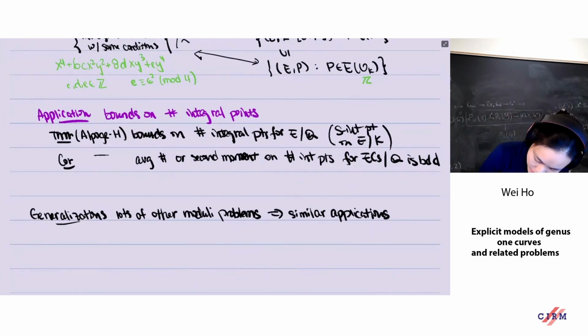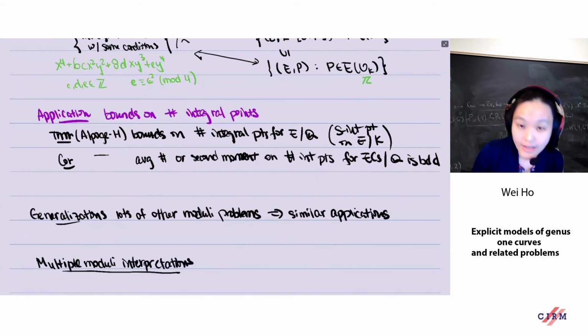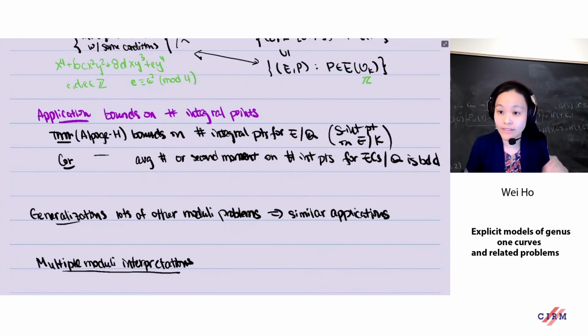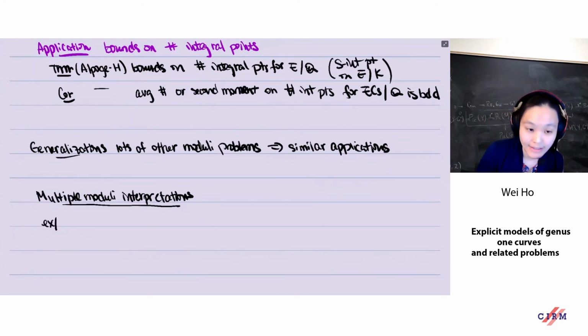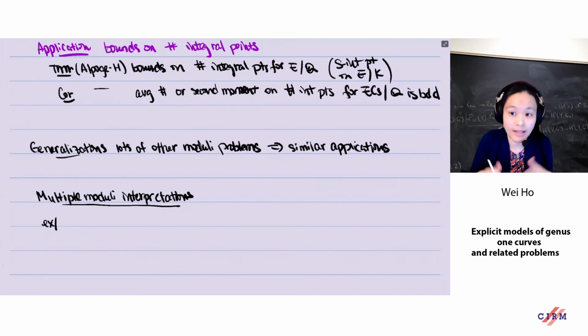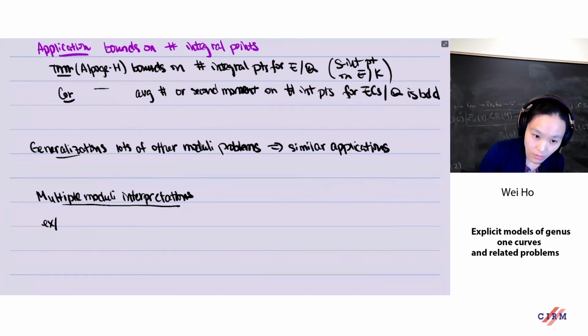But then the last application I want to mention has to do with multiple moduli interpretations. Okay, so we've been talking about how you can have these moduli problems, but actually sometimes you're able to do a little bit more. If you have one particular space, it turns out that it can be interpreted in 2 different ways, or more than 2 different ways. And sometimes that gives you interesting information. So I just want to give a quick example of this, which is this case of ternary cubics. So I'll just write ternary cubics here.